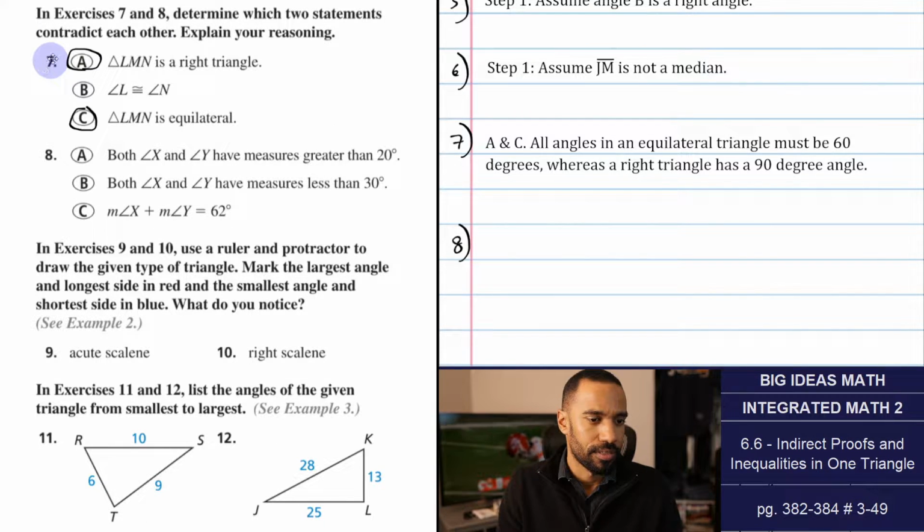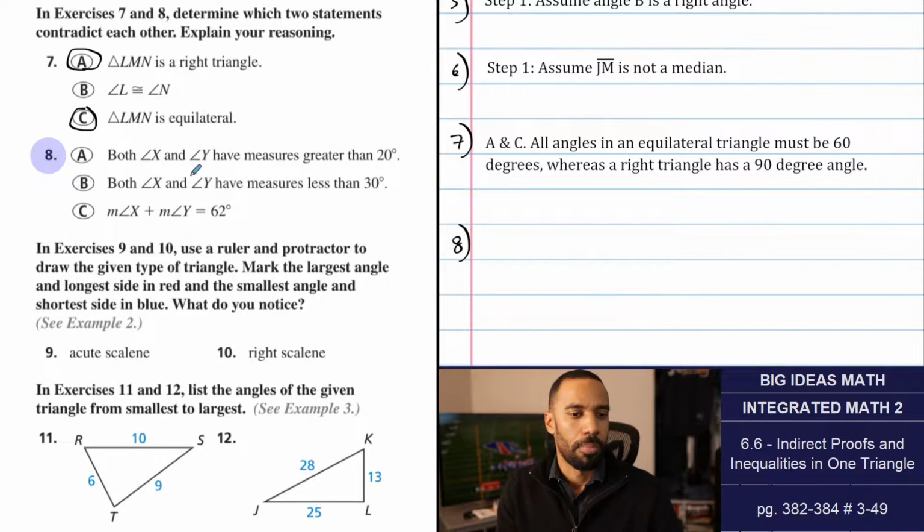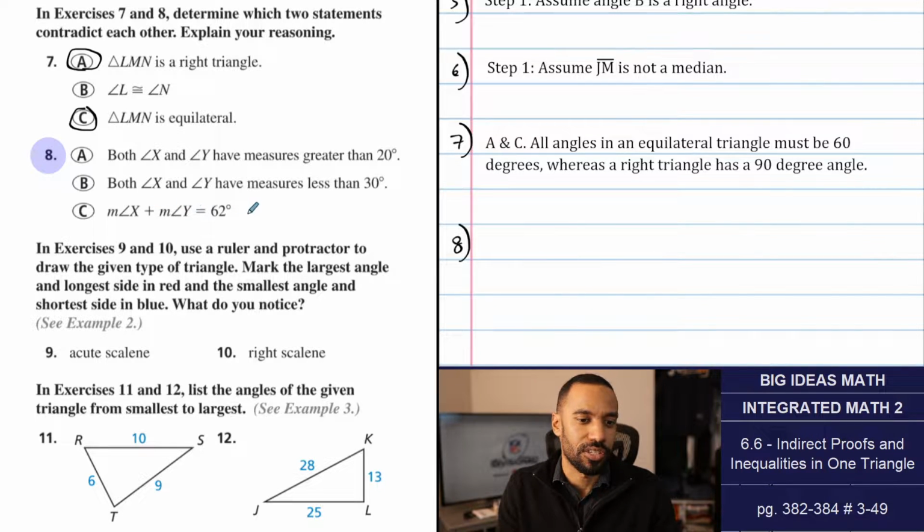Number 8. Both angle X and angle Y have measures greater than 20 degrees, okay? Both angle X and angle Y have measures less than 30 degrees. Well, those are both entirely possible. You could have a 25-degree angle, which is fine. Measure of angle X plus measure of angle Y equals 62 degrees. Now, it doesn't say X is 62 and Y is 62. They add to 62. So think about things that have to add to 62 here.